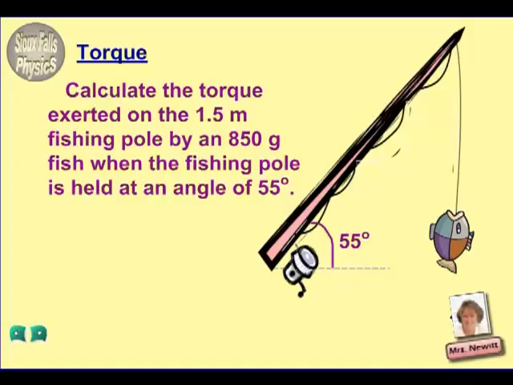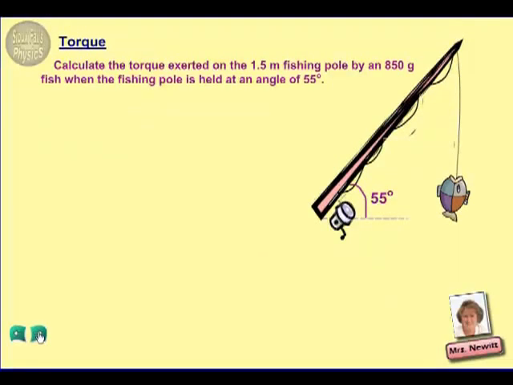Hi everyone, the Sioux Falls physics teacher is back to look at a simple example of torque. We're going to be calculating the torque exerted on the fishing pole by a fish when the fishing pole is held at an angle. And again, remember that the key thing with finding torque is our equation of force times distance can only be used when the force is exerted perpendicularly.